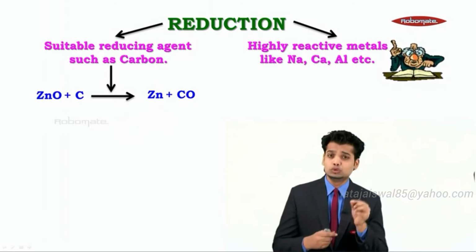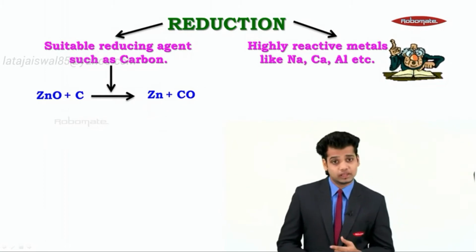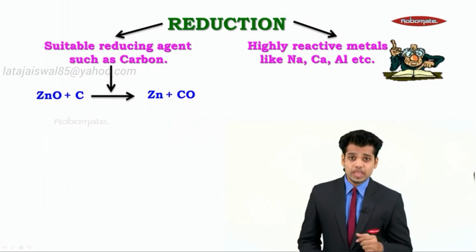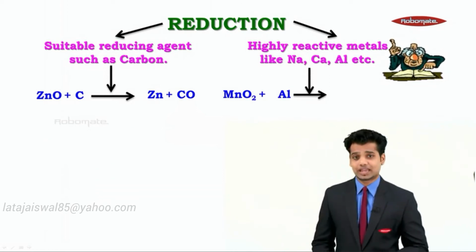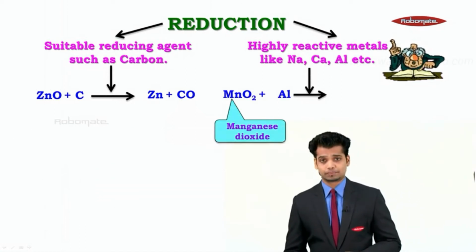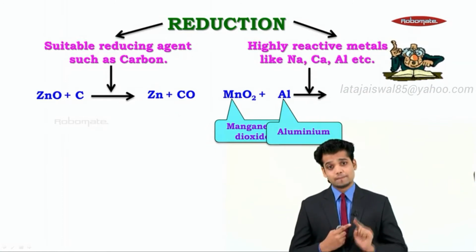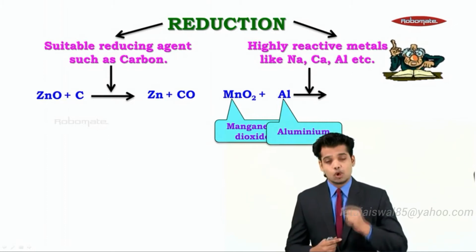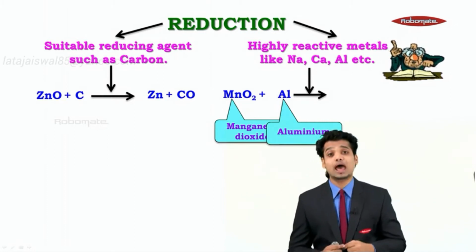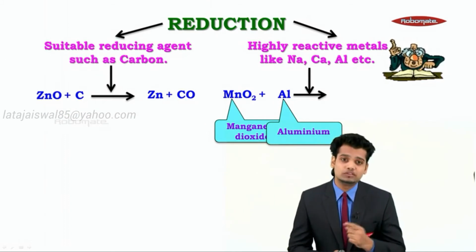Train tracks are usually broken or there are cracks appearing every now and then. So how do we repair that? We do this. MnO2, that is manganese dioxide, reacts with aluminium. Aluminium is added in powdered form. Aluminium, being more reactive than manganese, displaces manganese. When it displaces manganese, Mn is given out in the molten form.